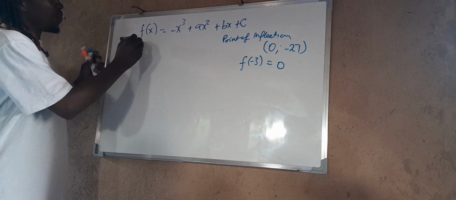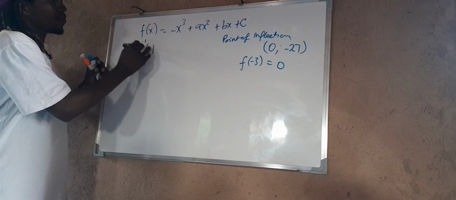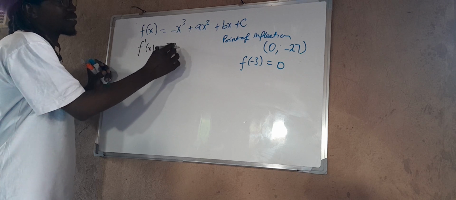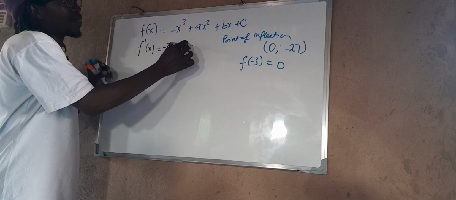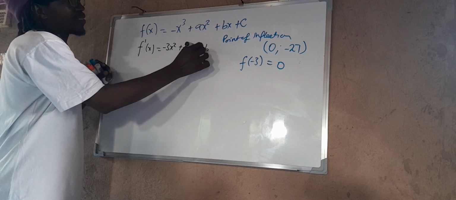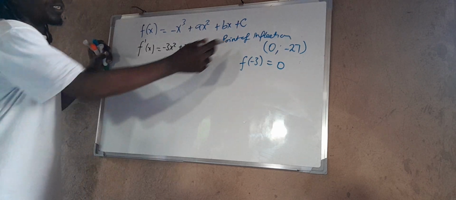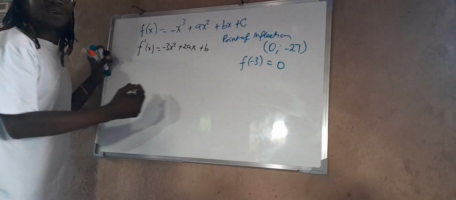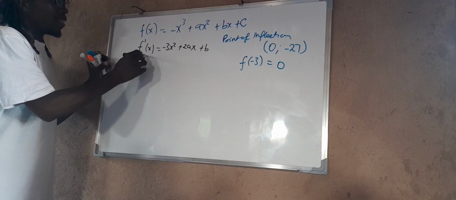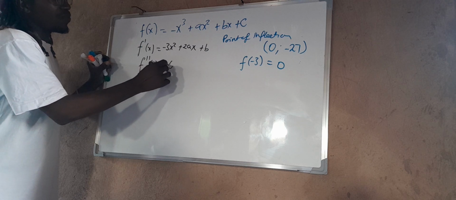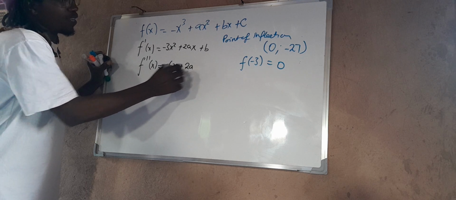Our first derivative becomes negative 3x squared plus 2ax plus b, right? What about our second derivative? Because this is the one that calculates the point of inflection, right? So this at x becomes negative 6x plus 2a, right?